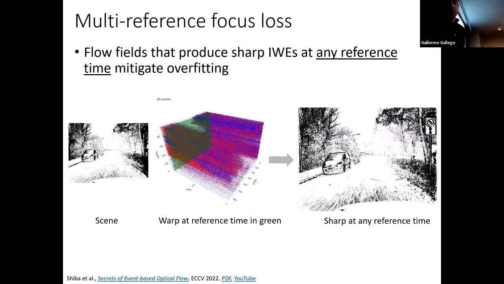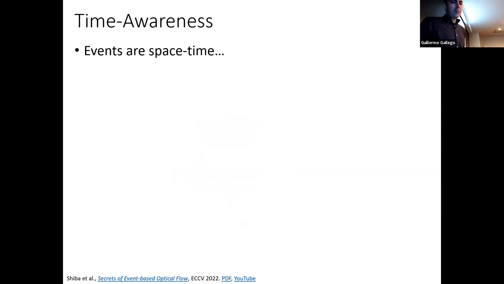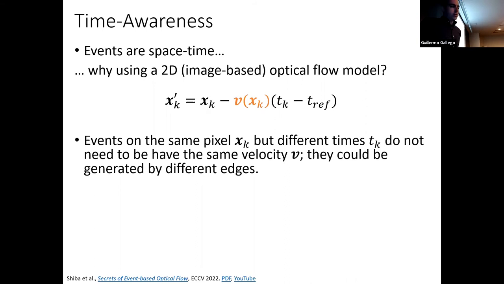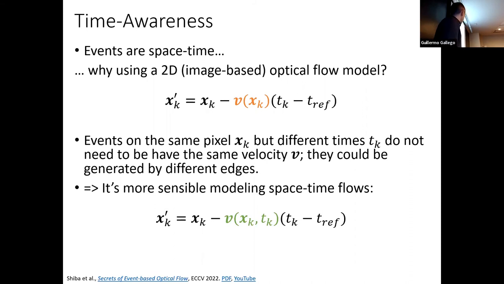The second trick or secret, as we want to call it, is to change the flow parametrization. And this has a smaller effect than the previous one, but we saw that events are space-time, and using a 2D optical flow model is maybe not the best one. So when we have one vector field per pixel, it's good for images, when you have two images and you can say for every pixel how it's moving, but in events we have really a volume. So if you had two events happening at the same pixel, they were most likely triggered by two different edges. Why should we warp them with the same velocity? So it's better to have something like a space-time flow.